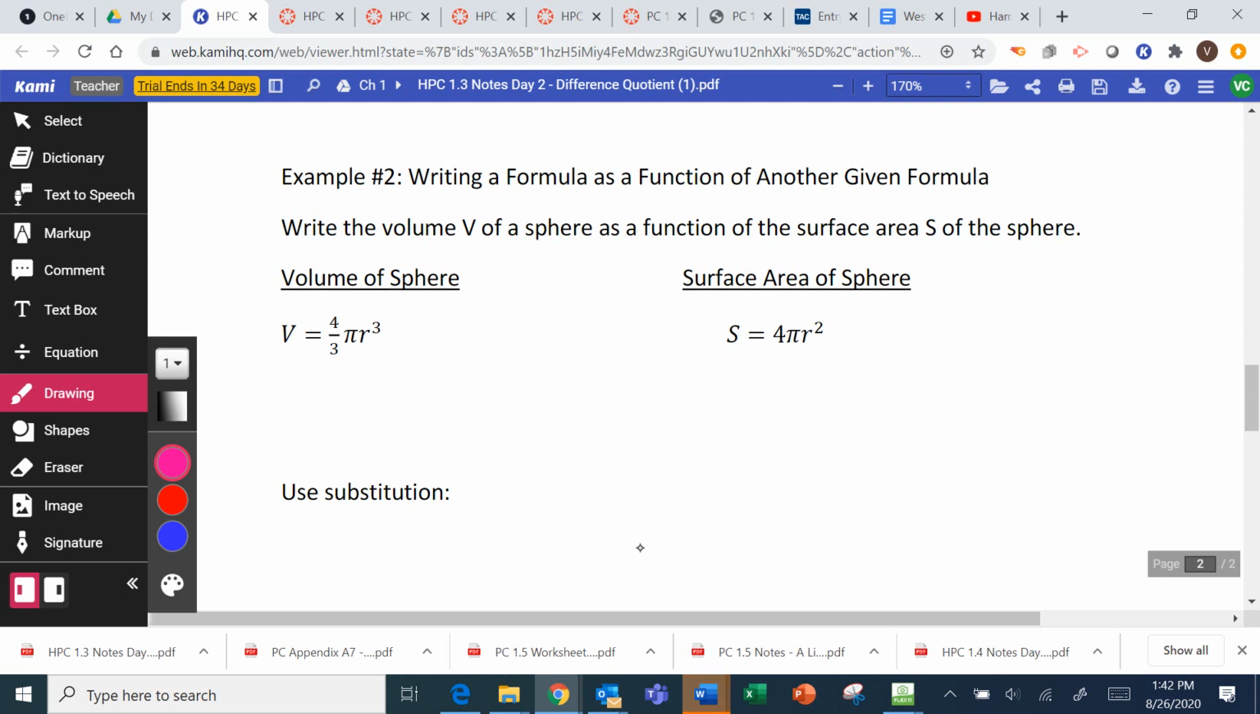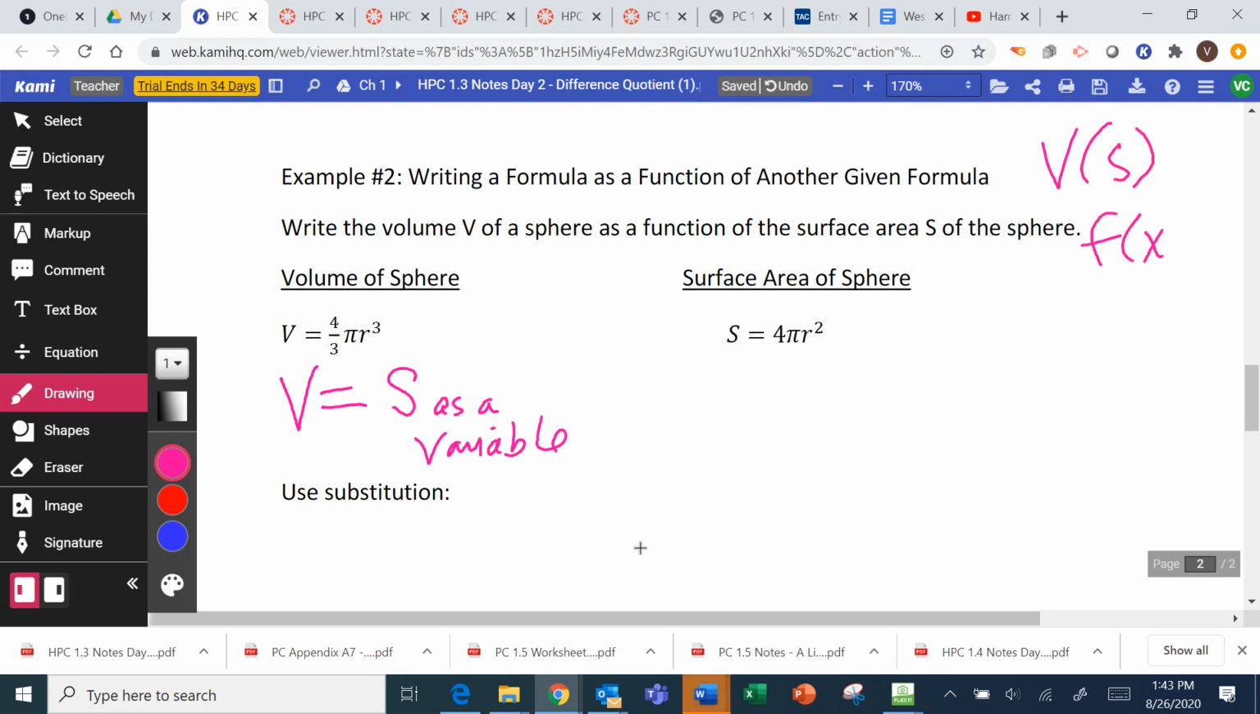But the volume of a sphere, I don't think you probably remembered that. So what we're going to do is write the volume so that we have an S as a variable. That's what it's saying. It's saying write the volume of a sphere as a function of the surface area. So that's saying kind of like V of S, where normally we would say f of x, where the x's were the variables in the equation.